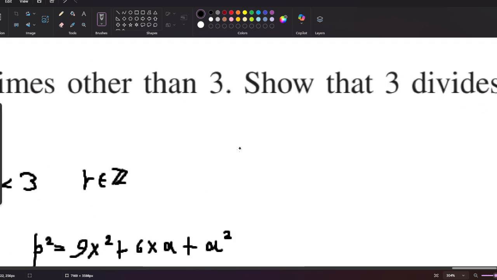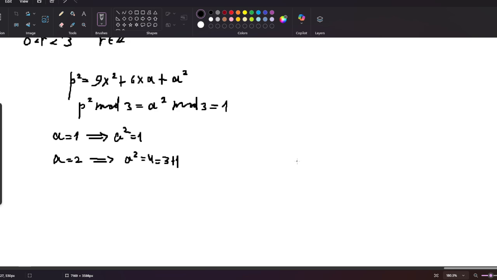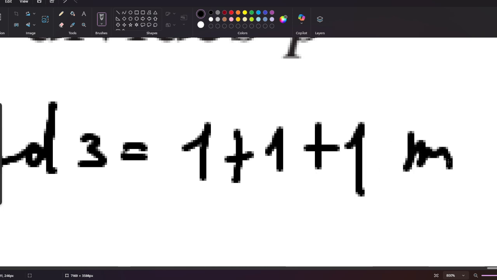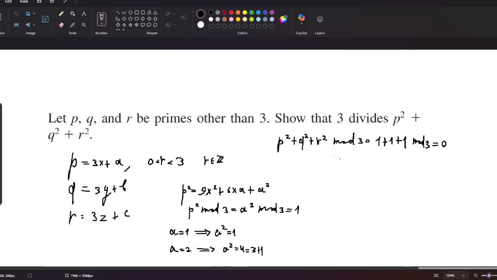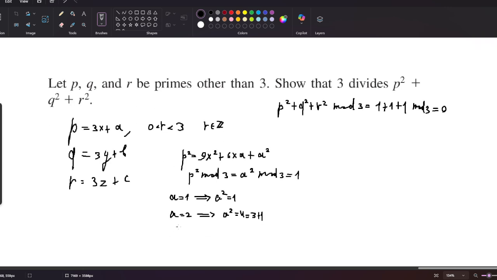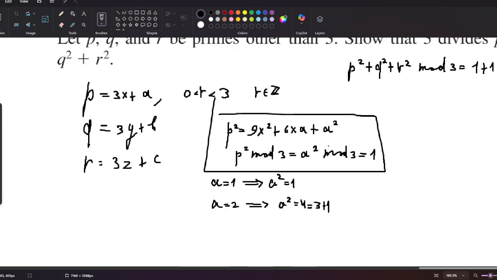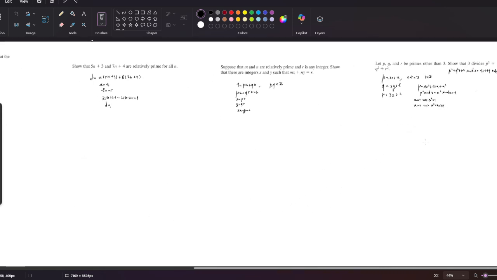Now, the sum, p squared plus q squared plus r squared mod 3, is obviously going to be 1 plus 1 plus 1 mod 3, which is 0. So we have proven that it's divisible by 3. Now, I have written this statement over here only for p, but it does work for the rest by analogy. So that is for today. Bye.